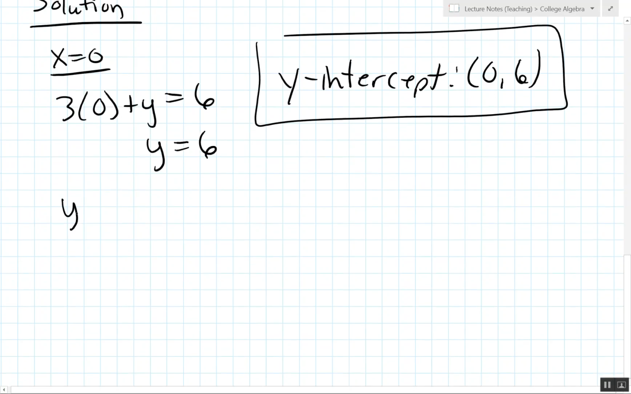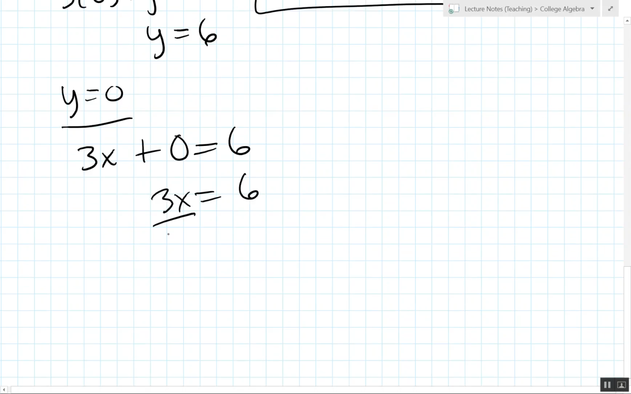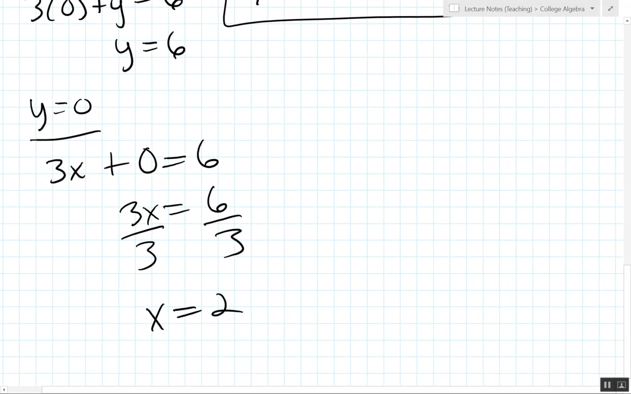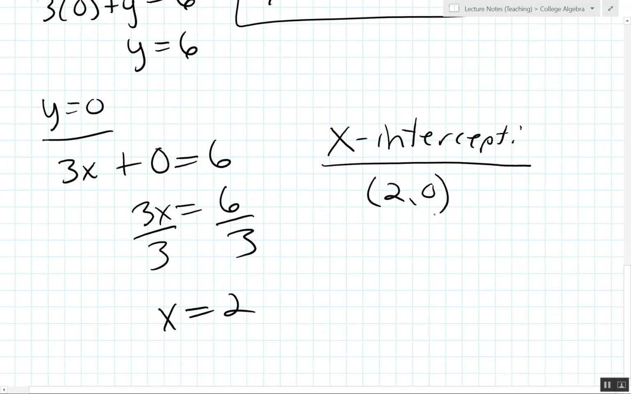Then we set y equal to 0, and this gives us 3x plus 0 equals 6. The 3x plus 0 just becomes 3x. Then we divide both sides by 3, and we get that x equals 2. And so the x-intercept, I have to catch myself because I tend to want to say the wrong variable here, is (2, 0).